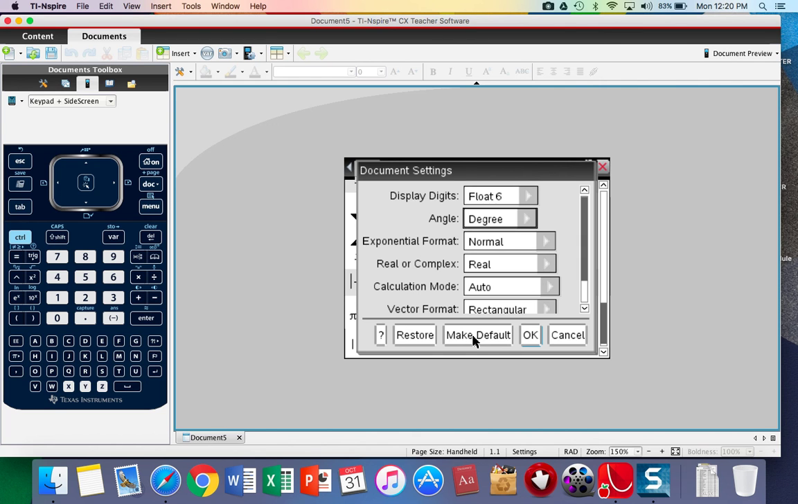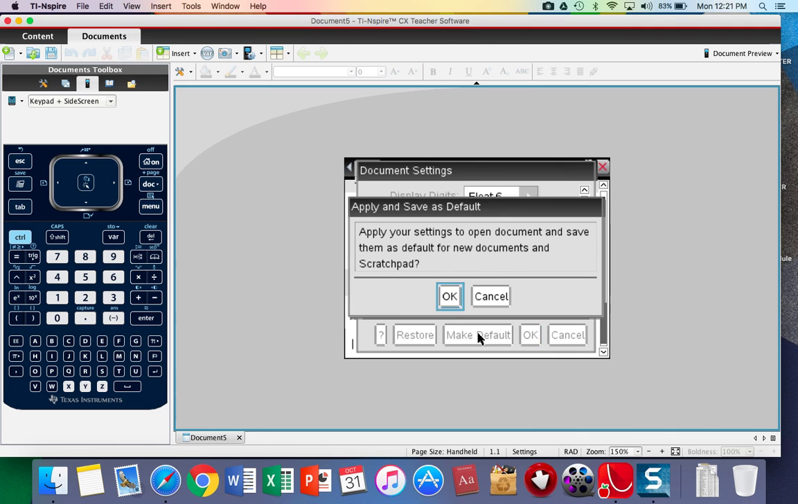What I would recommend is for IBDP math HL and SL students, your default angle is always radian. Okay. Now for math studies SL students, those who are doing IBDP math studies SL, your default angle should always be degrees. So I'm going to make this a default here.